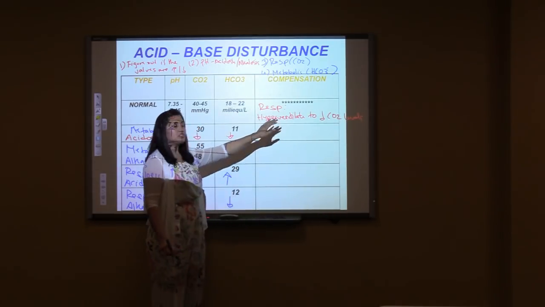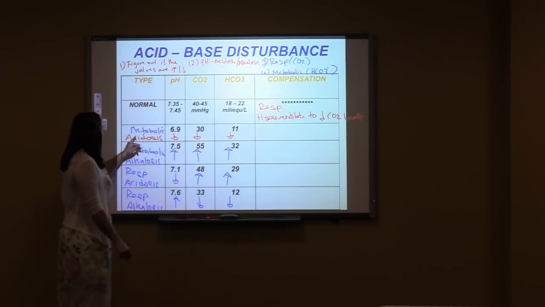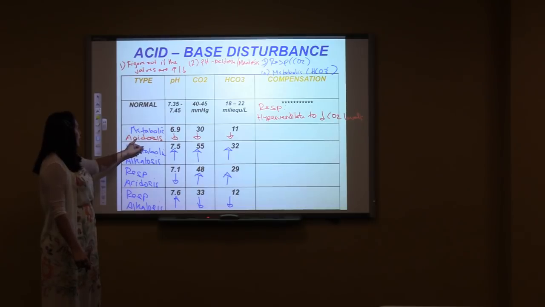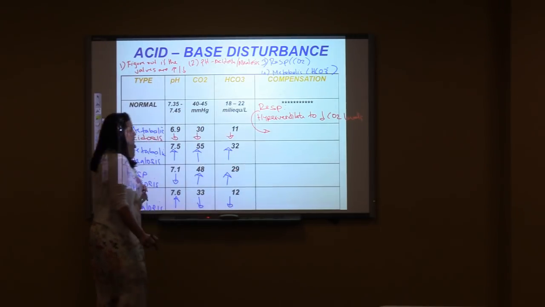So hyperventilate to decrease the CO2 levels. That will bring the pH back up. This one, metabolic, this should have been written right here.